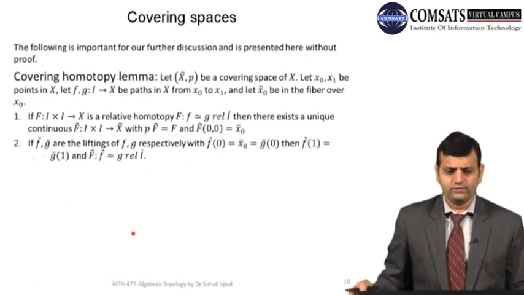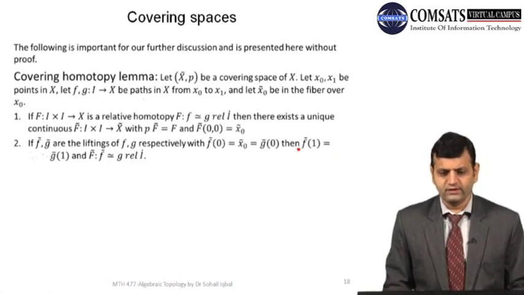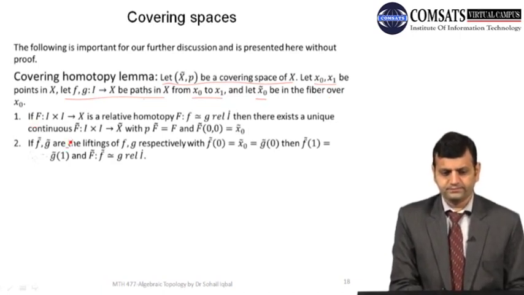Now let's continue with our quest of finding the relation between the fundamental group of the base space and the covering space. Okay, now we have this covering homotopy lemma. If we have a covering space of the space x, and we have 2 points in x, and we have 2 paths in x from x naught to x1, and x naught tilde is in the fiber of x naught, then we have the following results.